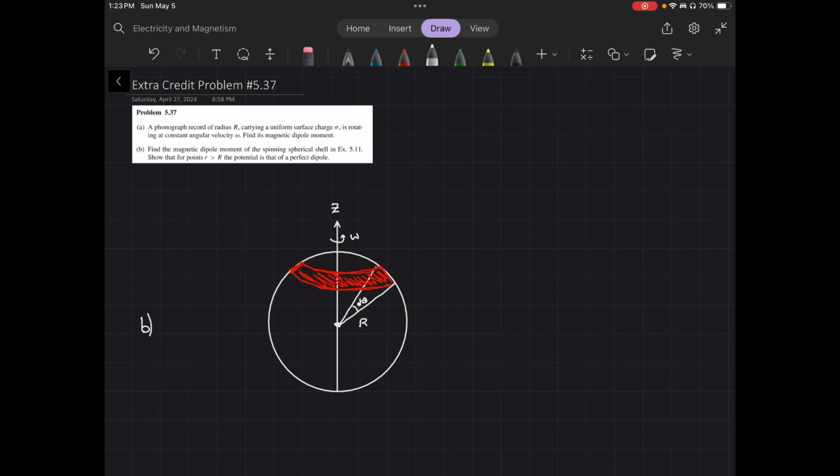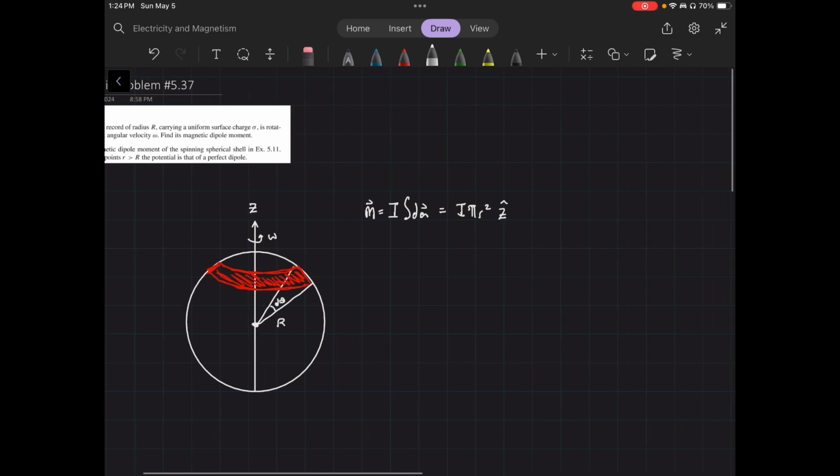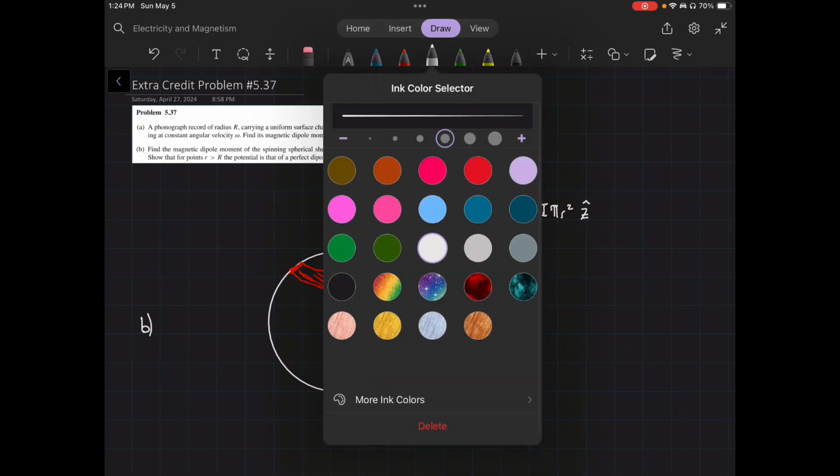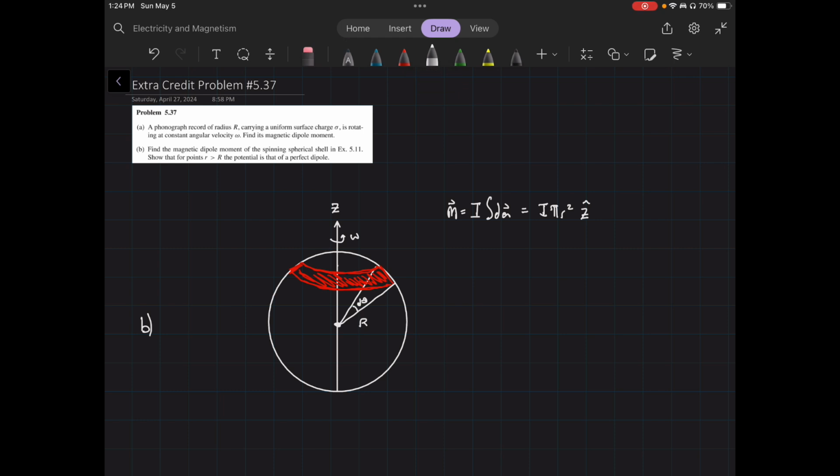So to begin with, the magnetic dipole moment equation is equal to I times the integral dA. Once again, we're going to get I pi r squared because we're using this ring in the z hat direction. However, for little r, we want everything in terms of theta. So this little r is going to be r sine theta. And actually, this part right here is r d theta. That'll come into play in just a sec.